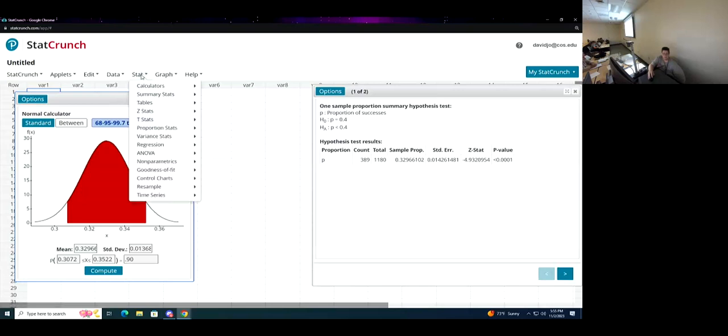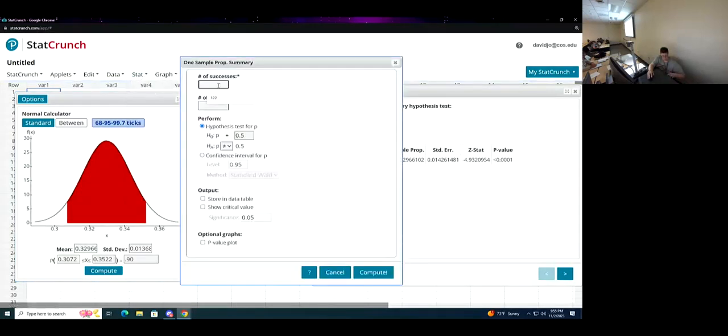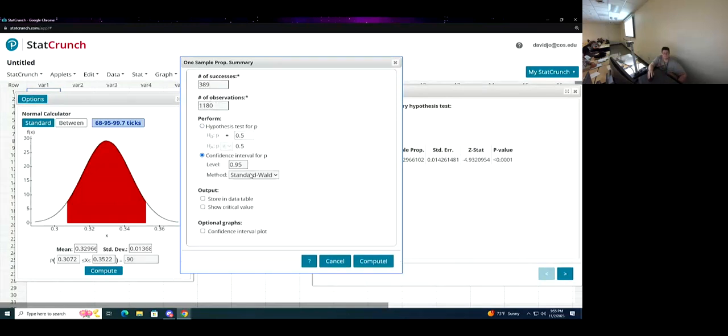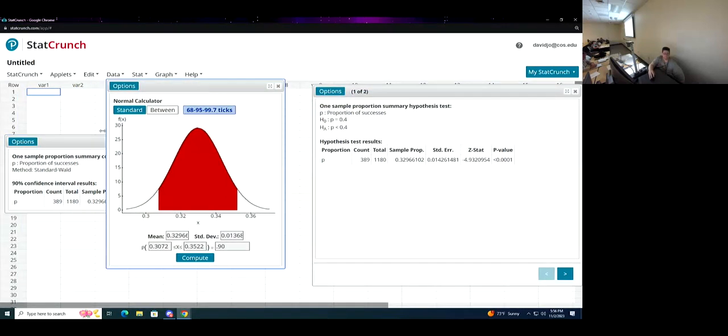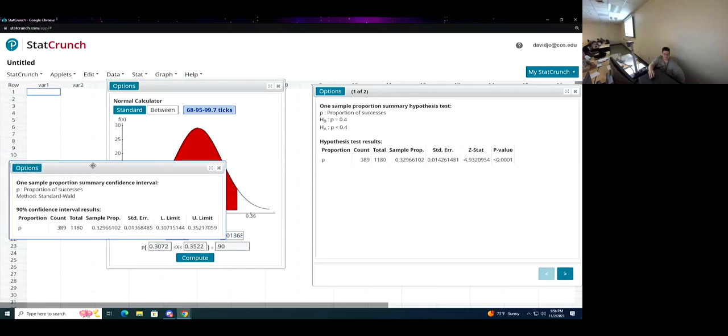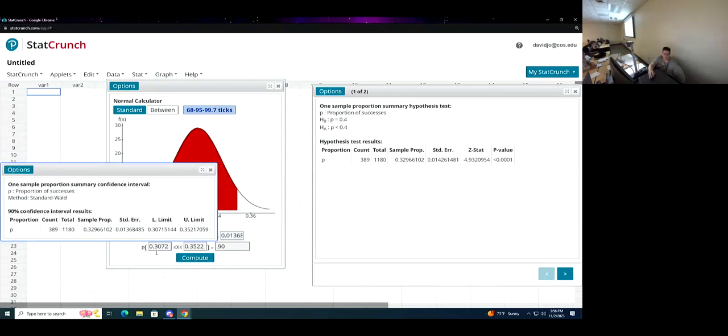Now, what does that mean? Let's go look at our confidence interval. We had 389 out of 1180. We had a confidence interval of 90. Look at that lower limit and that upper limit versus what's right here. They're the same thing.